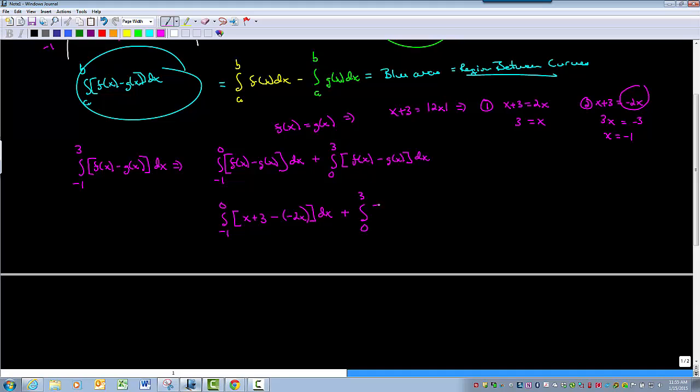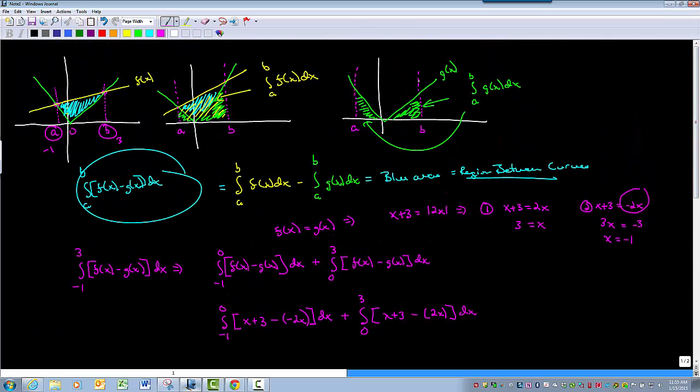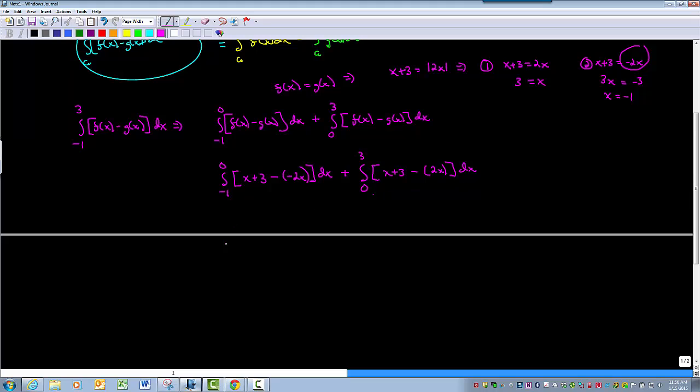Now between 0 and 3, f of x is still x plus 3. Excuse me, g of x, though, is positive 2x. And now that should be clear if you look at the graph. G of x is taking on, right here, the form positive 2x. So I get this. So let's go ahead and do each of these separately. So we'll call this guy number 1, and we'll call this guy number 2. Sometimes you can combine these things back together, and sometimes you can't. So let's do number 1 over here.